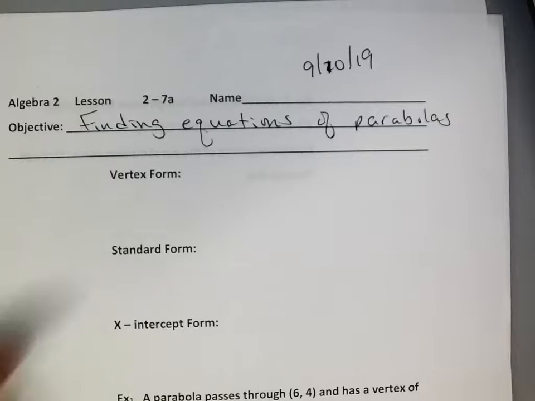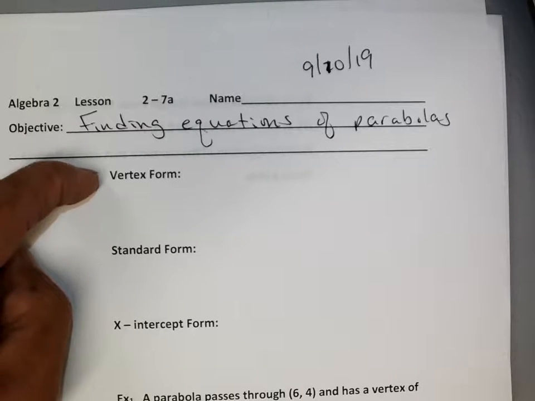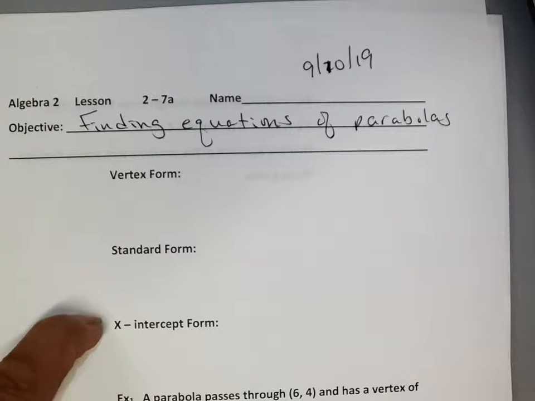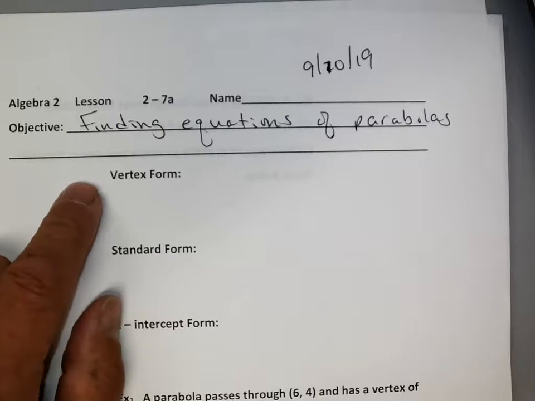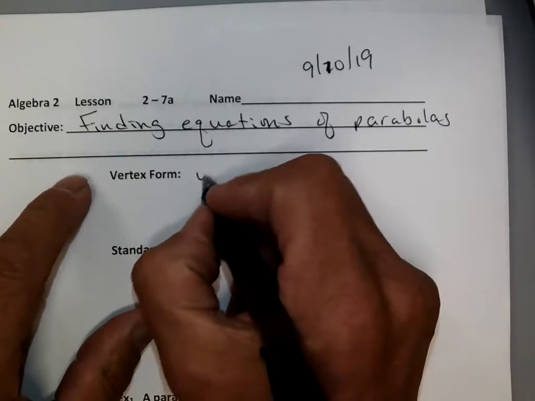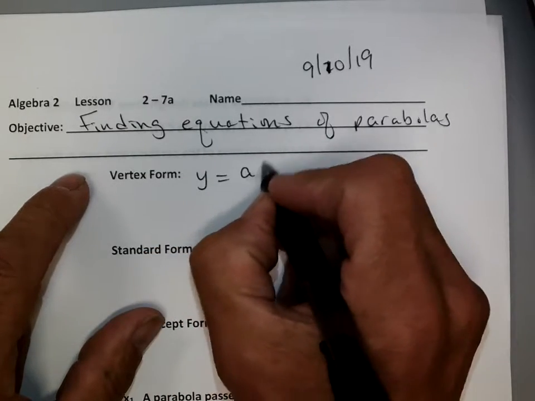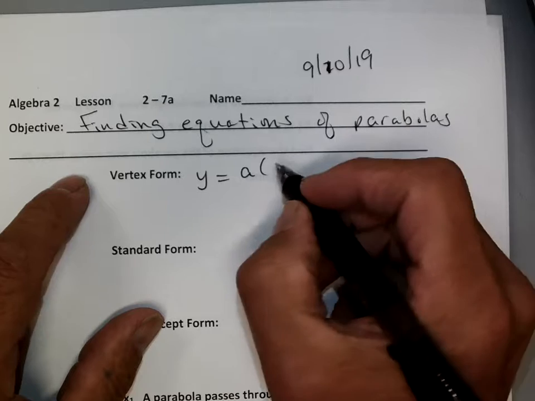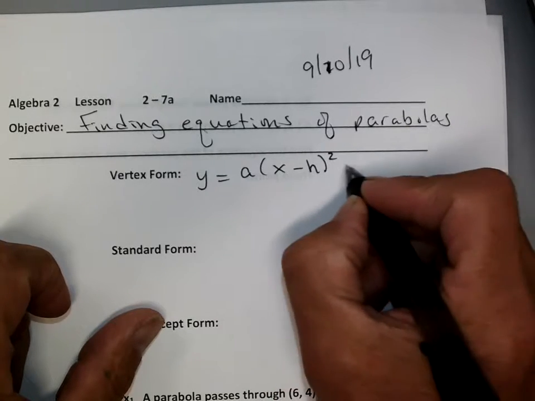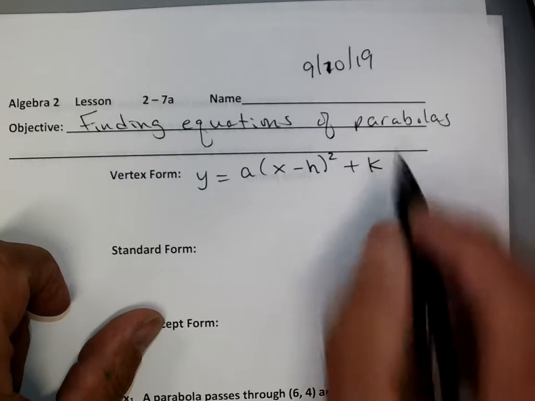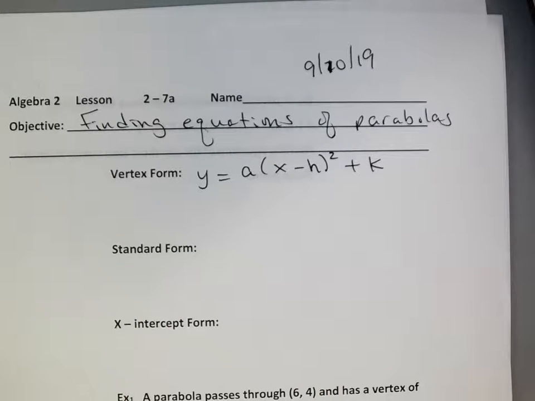What we're going to do is I'm going to give you three different formulas, which you kind of know what the formulas are, but I'm going to give them to you anyway, okay? So first of all, vertex form. It's y equals a(x minus h) squared plus k. And I'll wait for you to write that down, okay? So I'm going to give you three formulas, okay?